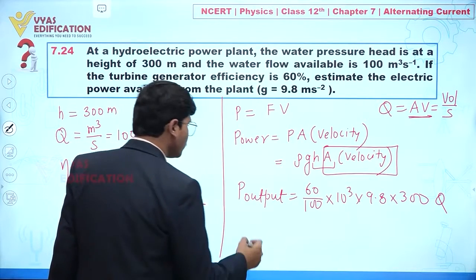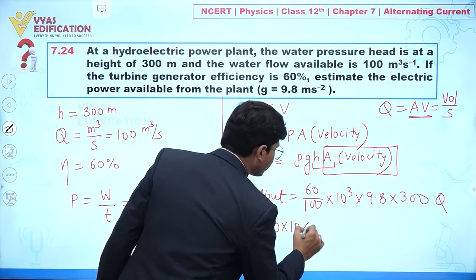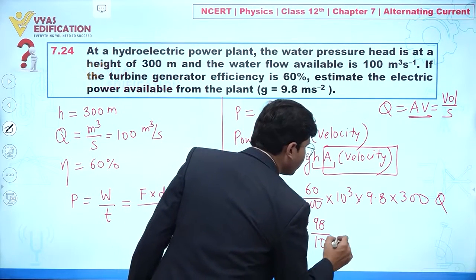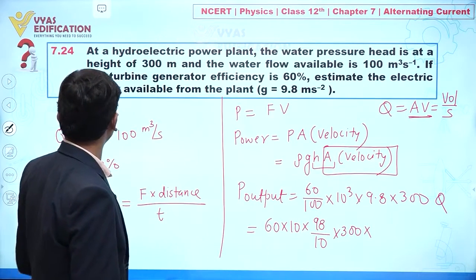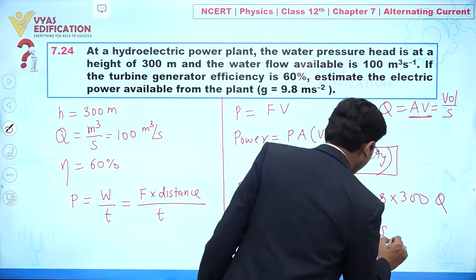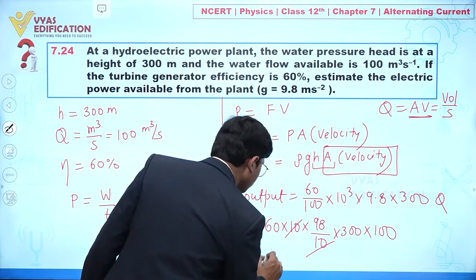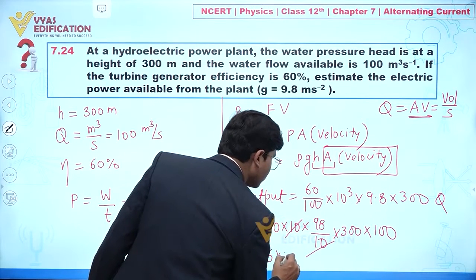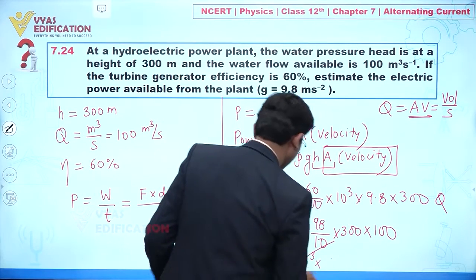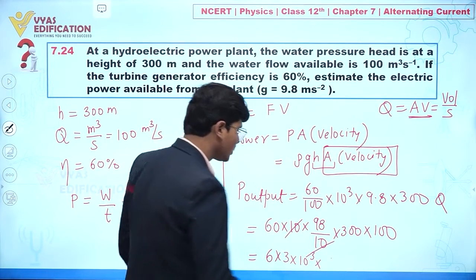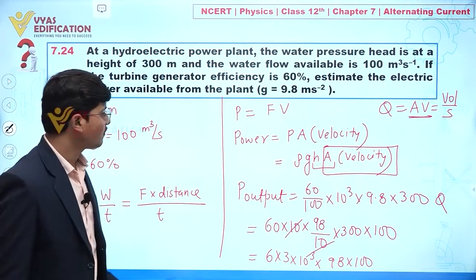Now you have to just do some calculation. We can write 60 multiply 10 to the power 3 multiply 9.8 multiply 300 multiply the value of Q, which we have as 100. So this one and this one cancel out. And this value is equal to 6 multiply 3 into 10 to the power 3 multiply 9.8 multiply 100. Now if you solve it, you can find the output power.